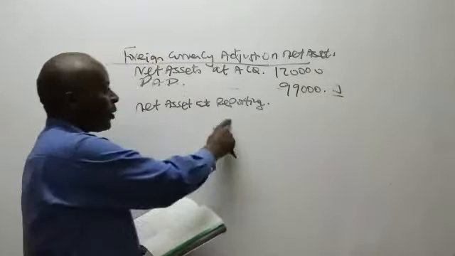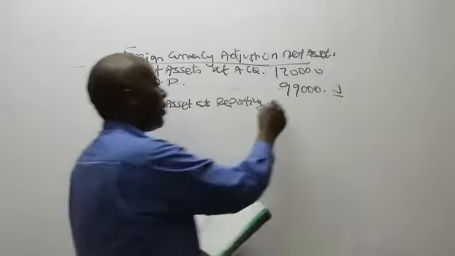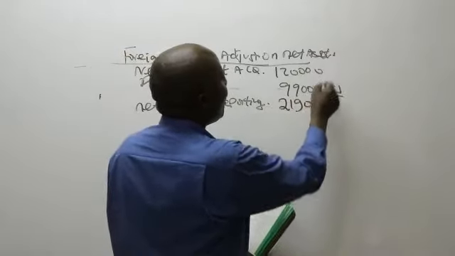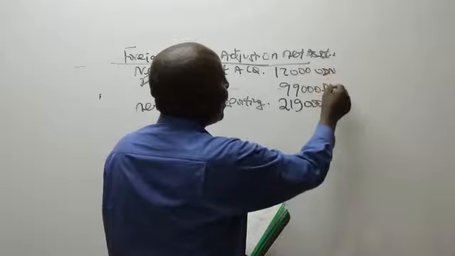Net assets at the reporting date, mulikuwa mnapata ngapi? 219,000. You guys are bright. These are free marks. Remember, all these are still in foreign currency.